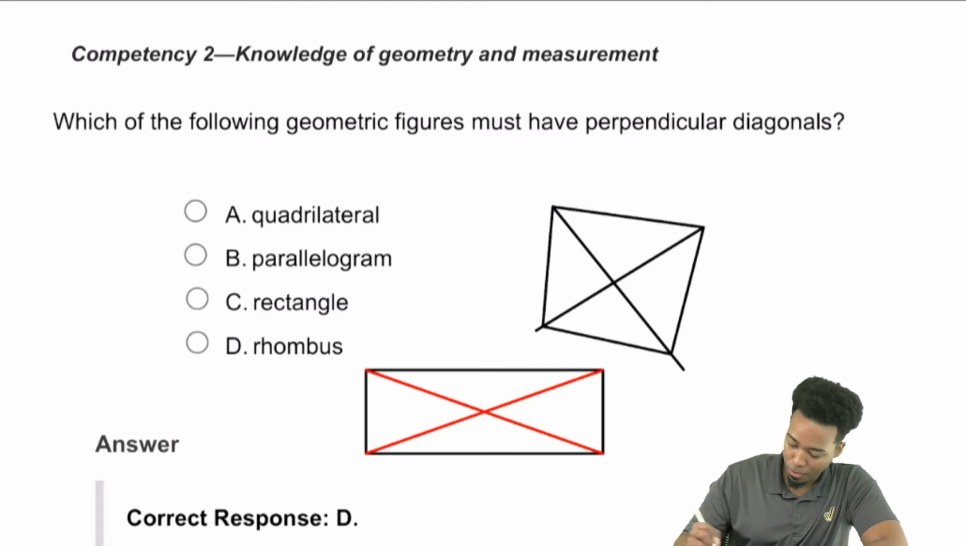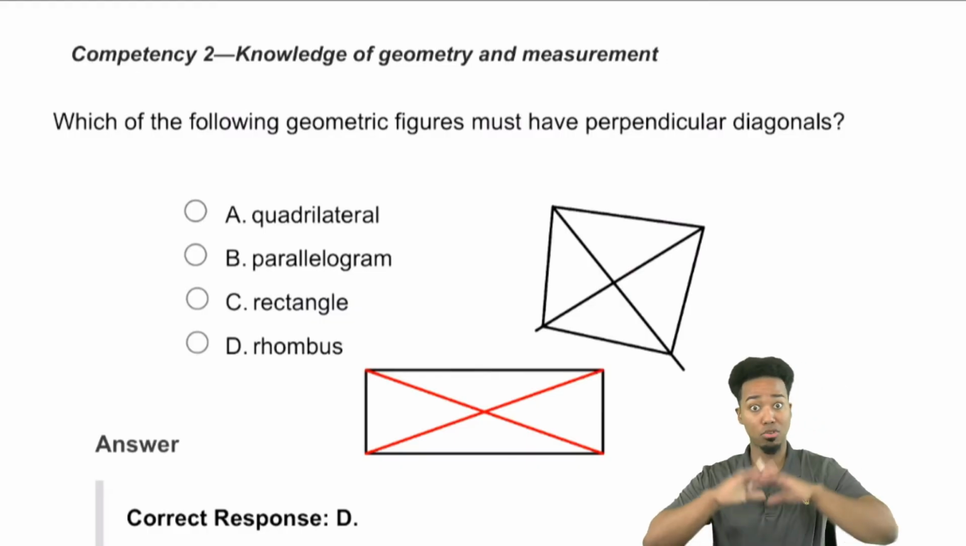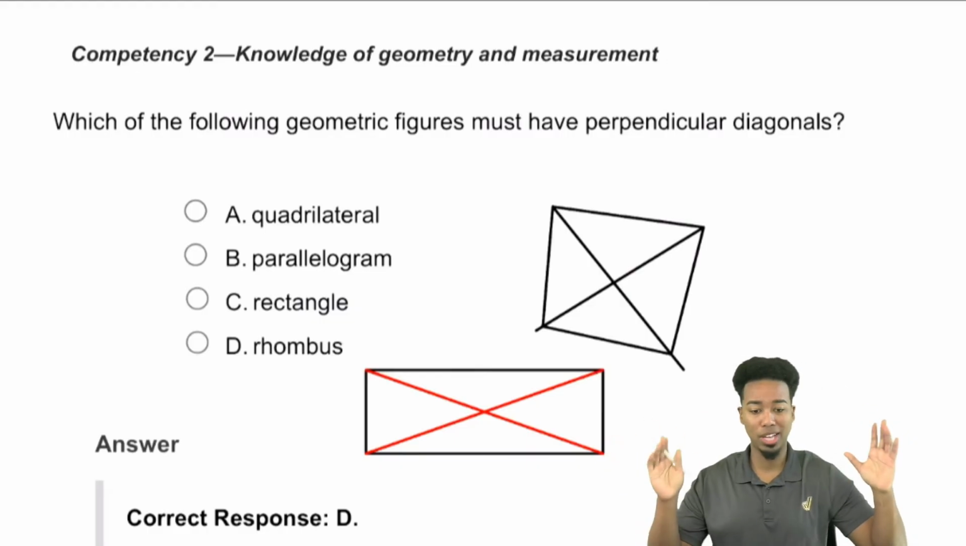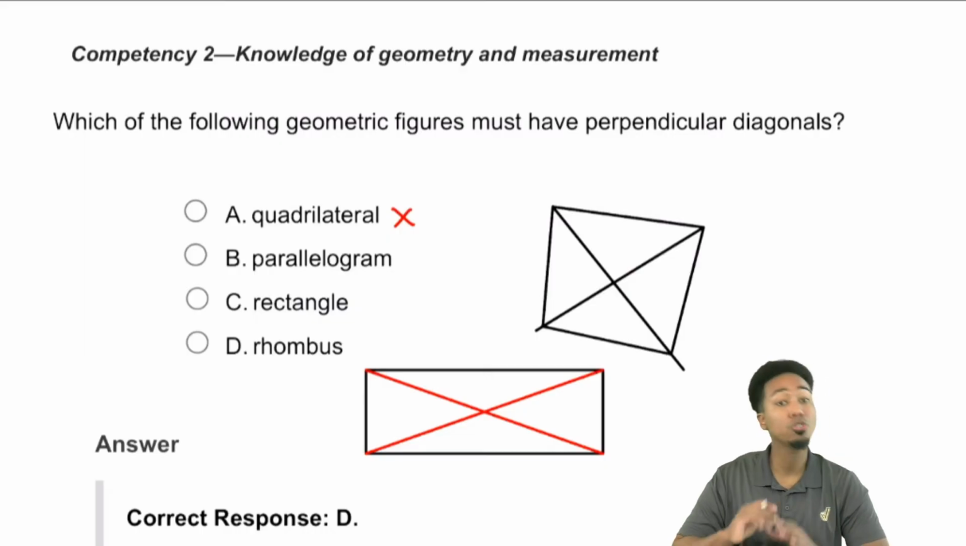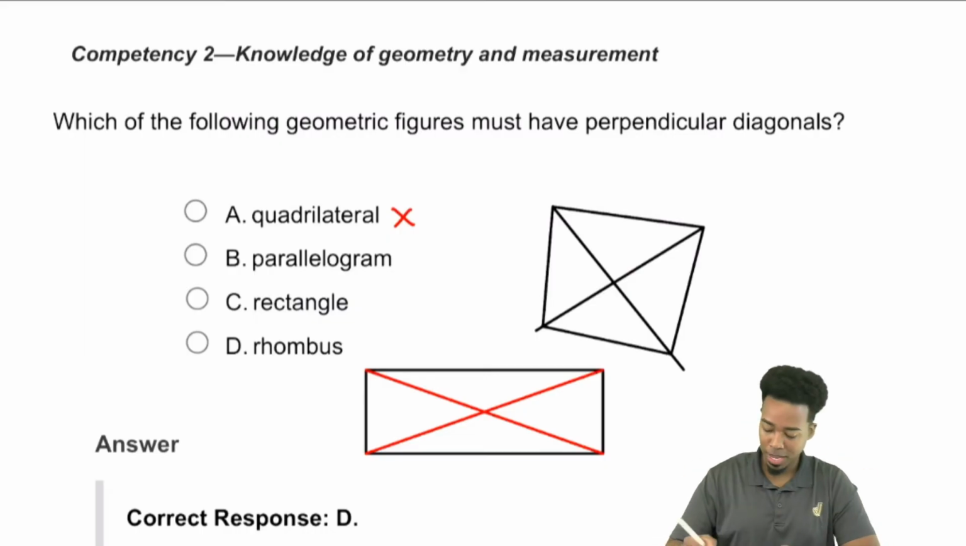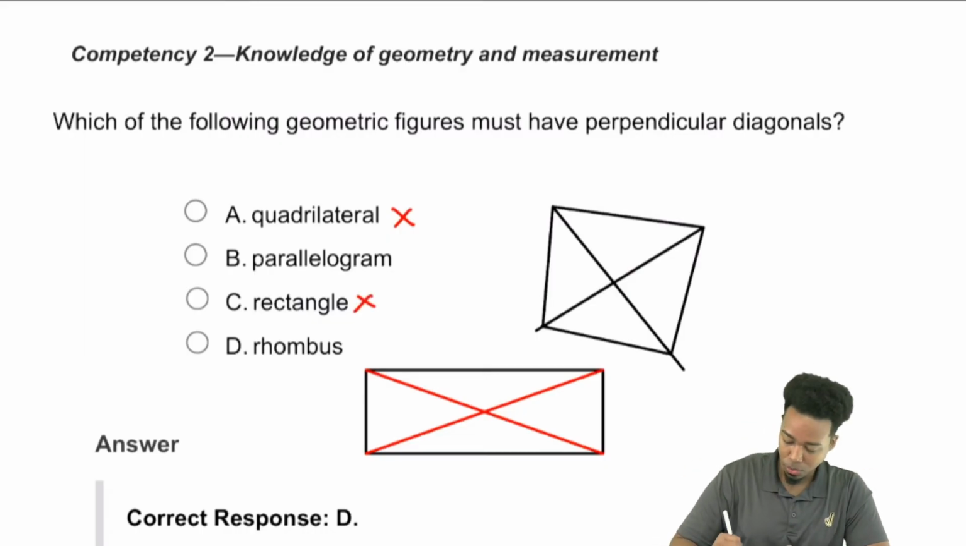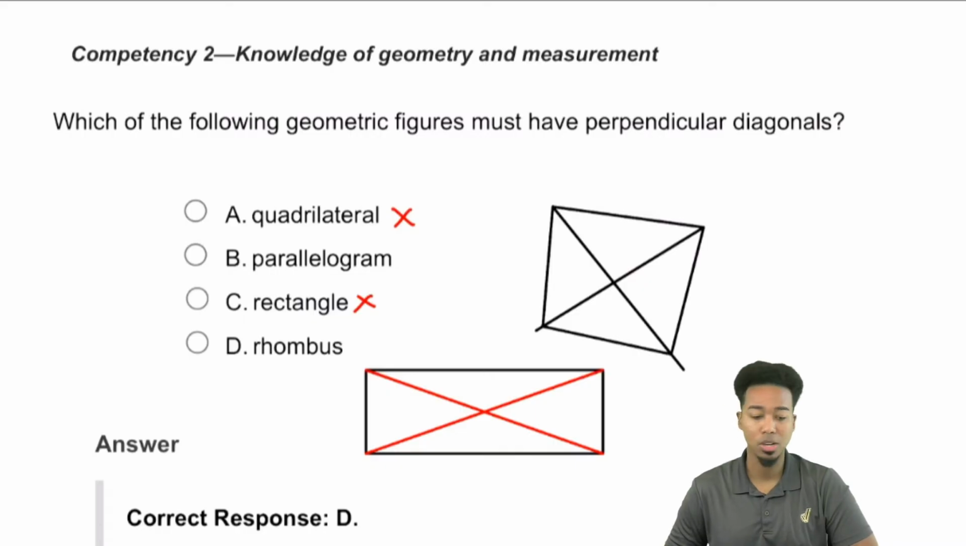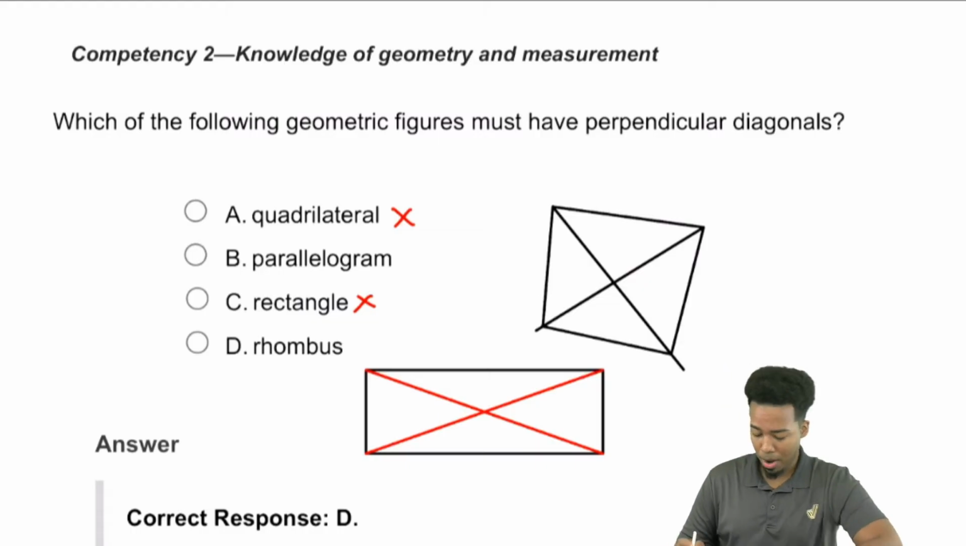So I know for a fact that if I'm just speaking broadly about quadrilaterals, no, that's way too broad. That's not specific enough. And I just proved that a rectangle wouldn't work as well. Now let's take a look at a parallelogram. Okay, parallelogram. What is a parallelogram? Well, a parallelogram, my party people, is simply a shape that has two sets of parallel sides.